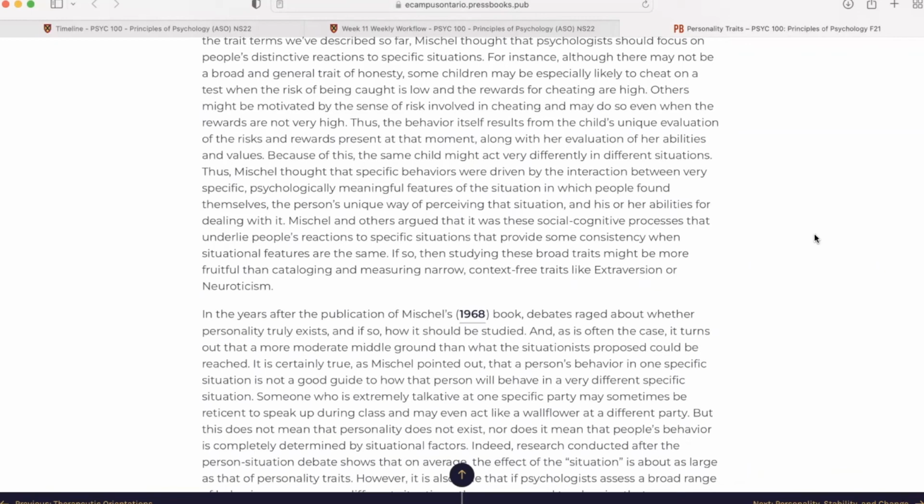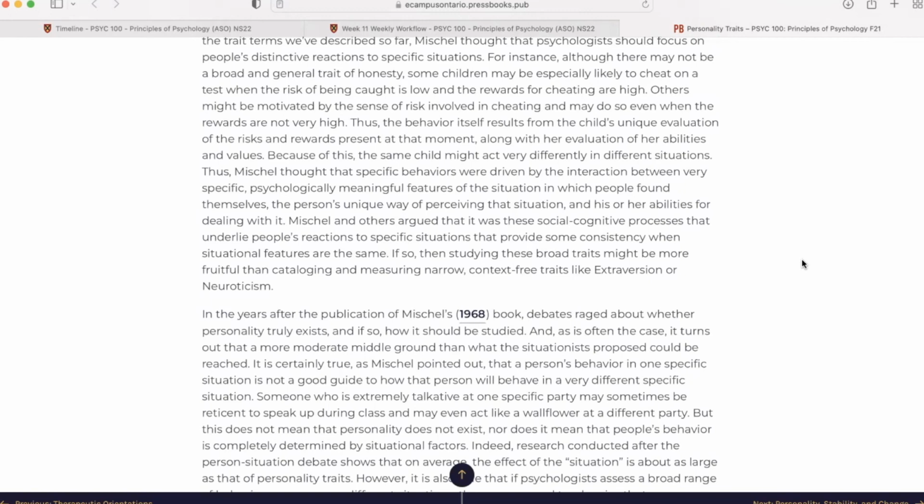Thus, Mischel thought that specific behaviors were driven by the interaction between very specific, psychologically meaningful features of the situation in which people found themselves, the person's unique way of perceiving that situation, and his or her abilities for dealing with it. Mischel and others argued that it was these social cognitive processes that underlie people's reactions to specific situations that provide some consistency when situational features are the same. If so, then studying these processes might be more fruitful than cataloging and measuring narrow context-free traits like extraversion or neuroticism.